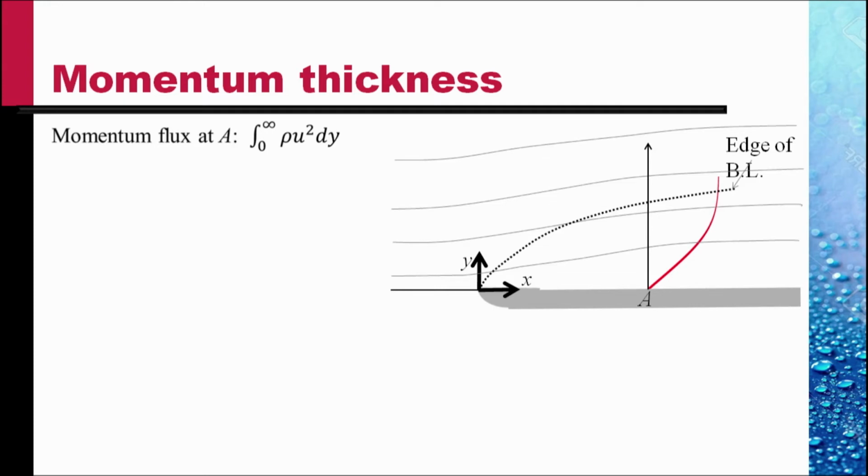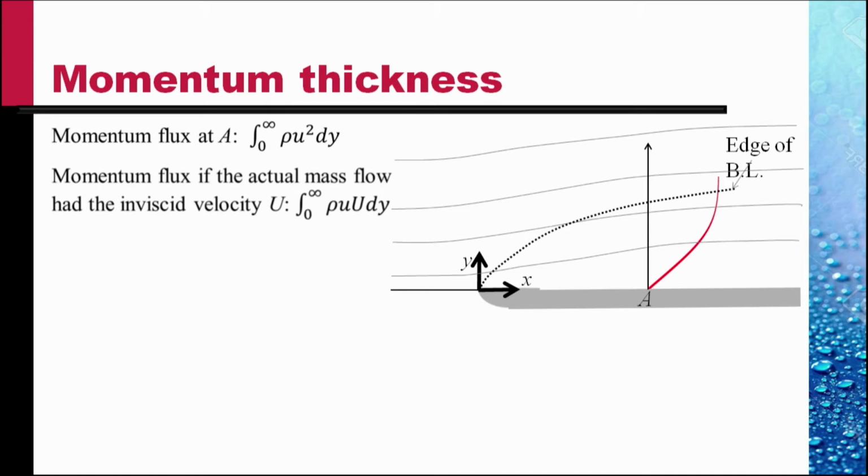Now, the momentum flux at A is the integral across the boundary layer from 0 to infinity of rho u squared dy. Here, the mass flux in a strip of thickness dy is rho u dy, and the streamwise velocity is u, so the x momentum is rho u squared dy in a strip of thickness dy at y. And the total momentum flux is obtained by integrating this across the boundary layer.